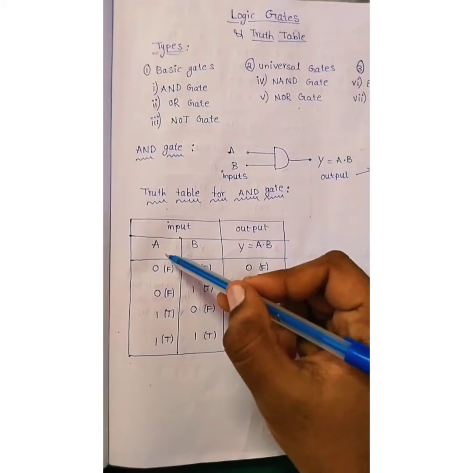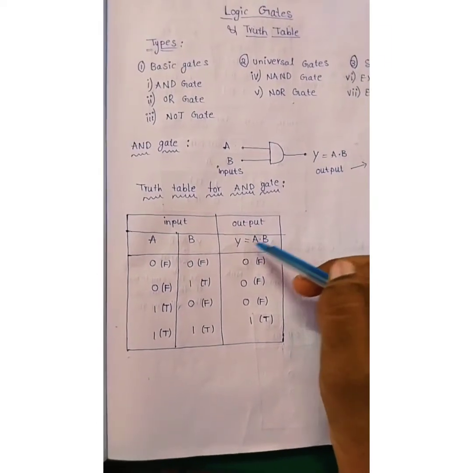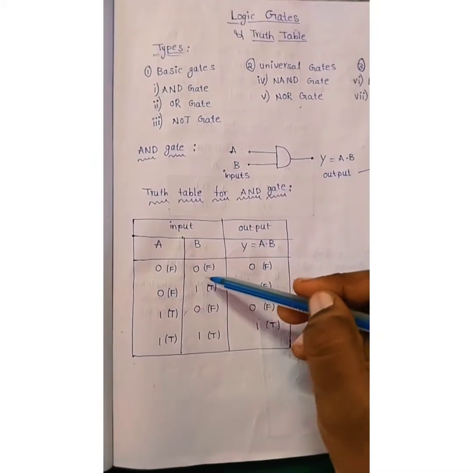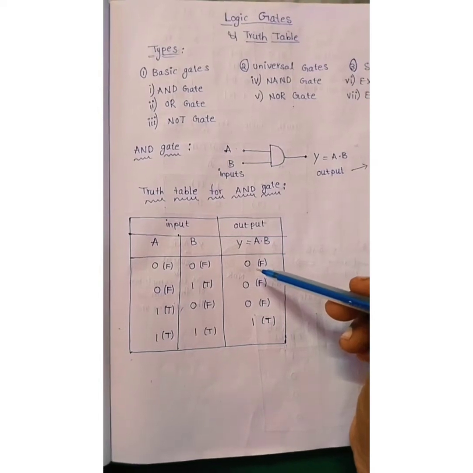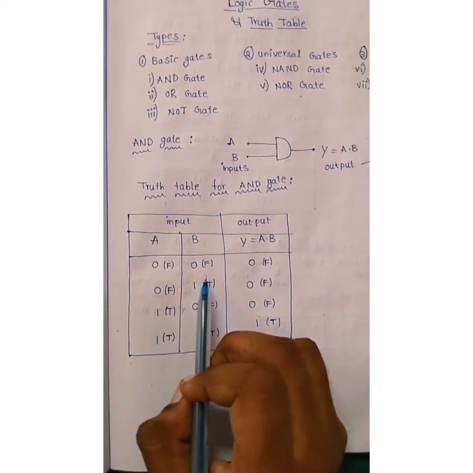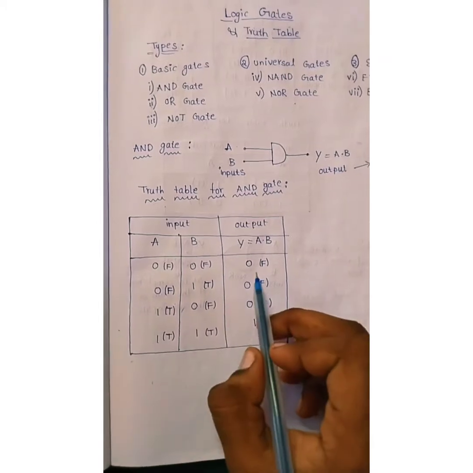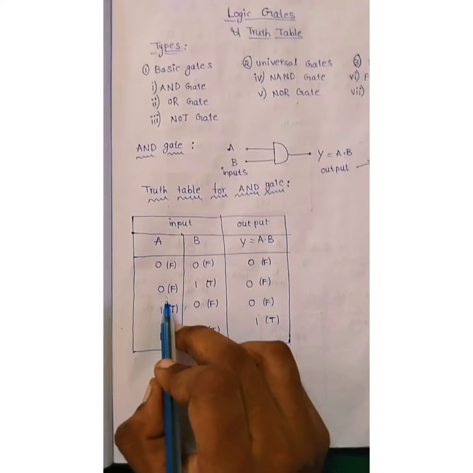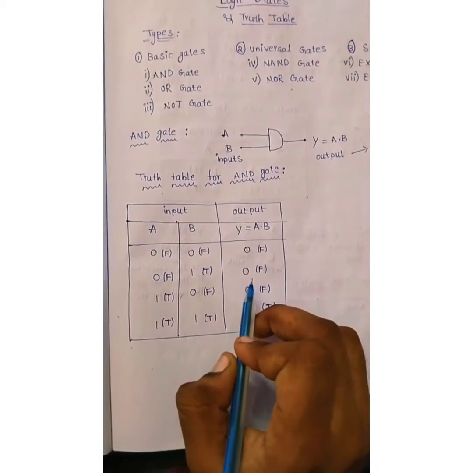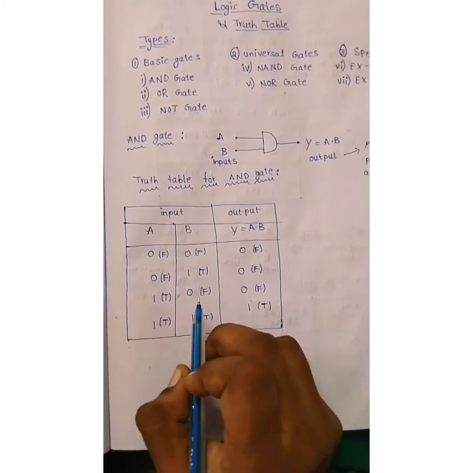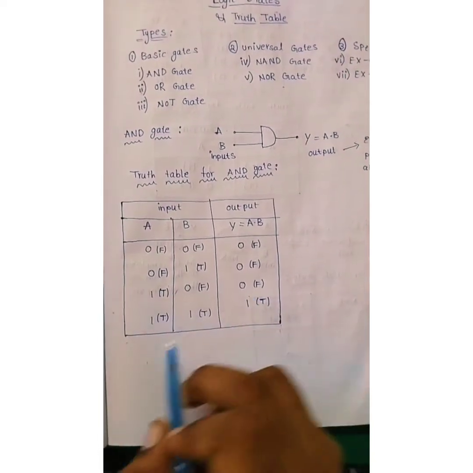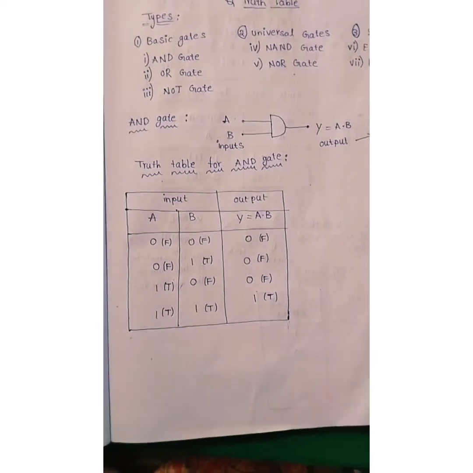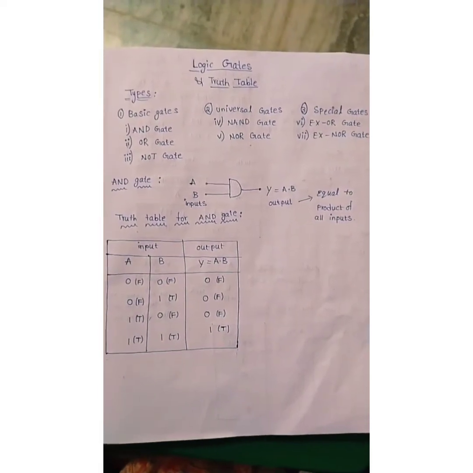Here the inputs are A and B, and the output is y equal to A into B. Taking the inputs 0 0, the final output is 0. Here we multiply the input values: 0 into 0 equals 0. Taking the input 0 1, meaning 0 into 1, the output comes 0. Input 1 into 0, the final output is 0. Taking inputs 1 1, 1 into 1 equals 1. So this is the AND gate.